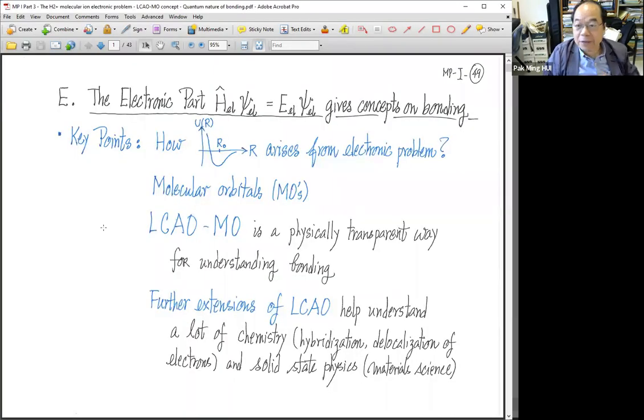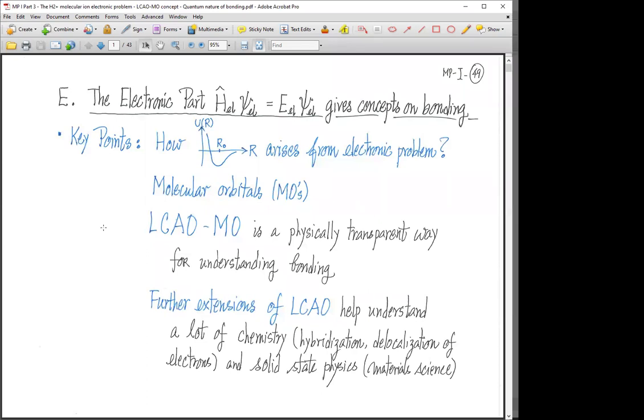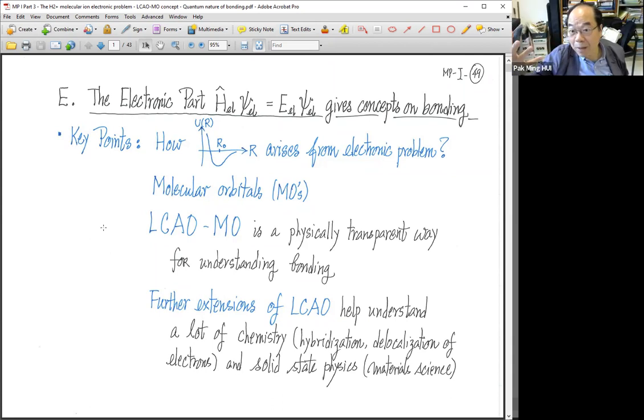So let's start the next part. We have the big picture now. Step one is solving the electron part. We hope that this can come out, and usually it will. Then this part feeds into the nuclear motion part, giving rise to vibration and rotation. That's the big picture. And we have many fascinating consequences, the most fascinating of which is the molecular spectrum.